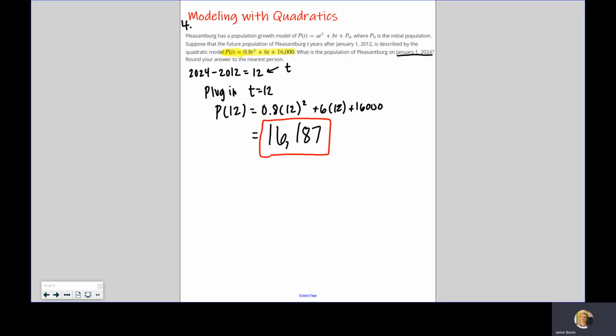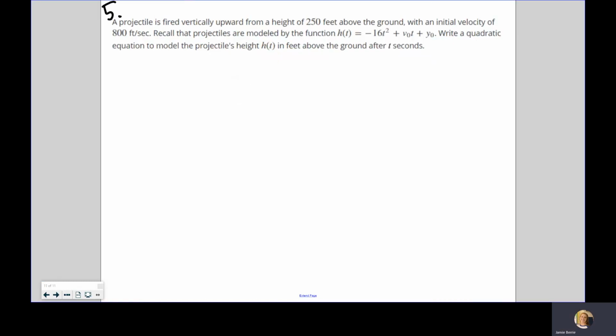Right, we have one more modeling question. It says, again, you may want to take a second, pause the video, and write this down. It says a projectile is fired vertically upward from a height of 250 feet above the ground with an initial velocity of 800 feet per second. Recall that projectiles are modeled by the function h of t equals negative 16t squared plus v sub 0 t plus y sub 0. Write a quadratic equation to model the projectile's height in feet above the ground after t seconds.